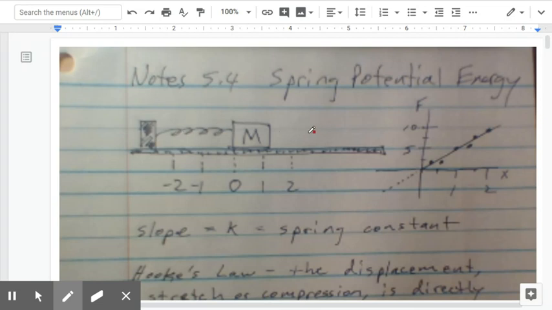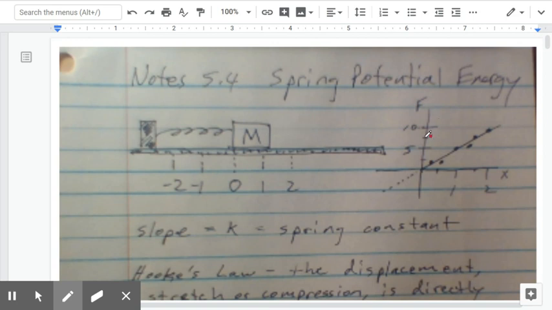Now, to get this mass off of the equilibrium position, we need to apply a force. If we apply the force on this side and push it to the left, we will cause the spring to compress. If we apply the force on this side and push this way, we'll cause the spring to stretch.